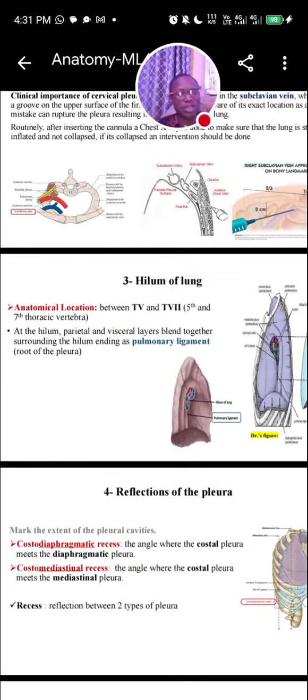Good. So one, two, three, four, five, six, seven: seven things we have learned today in this session. Now let's look at the upper limb. We have talked about the thorax, we've talked about the pleura of the lungs. Now let's talk about the joint.